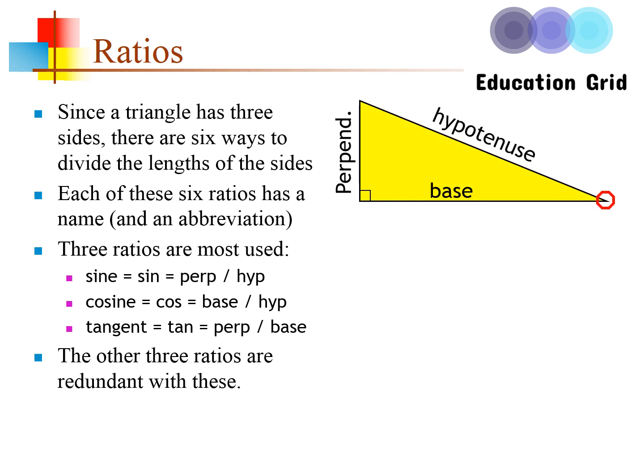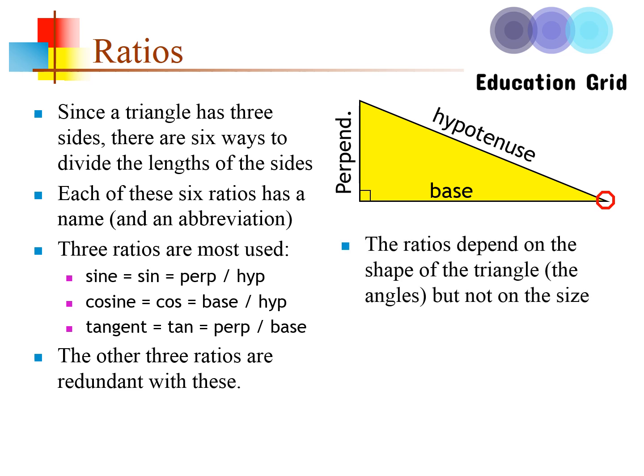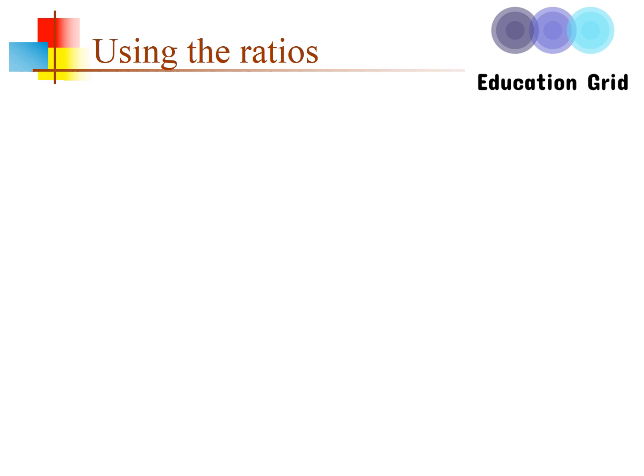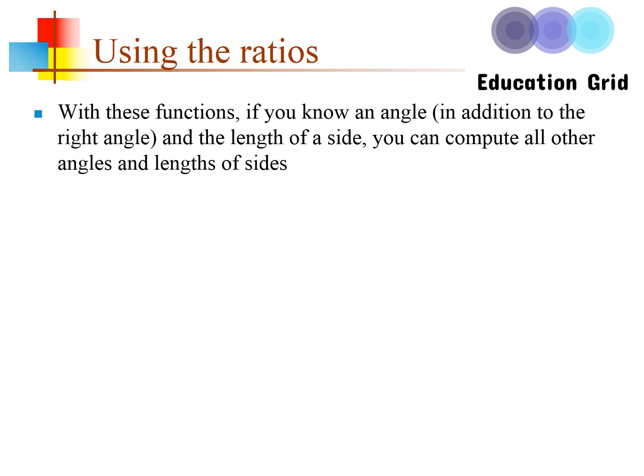So here we see again the same triangle with base, hypotenuse and perpendicular. Also, it is important to understand that the ratios depend on the shape of the triangle, that is the angles, but not on the size. Now, how do we use these ratios? With these functions, if you know an angle, that is an angle apart from the right angle, and the length of any one side, you can calculate all the other angles and lengths of all the sides.